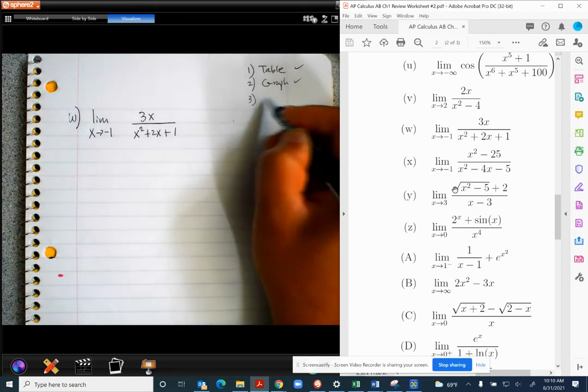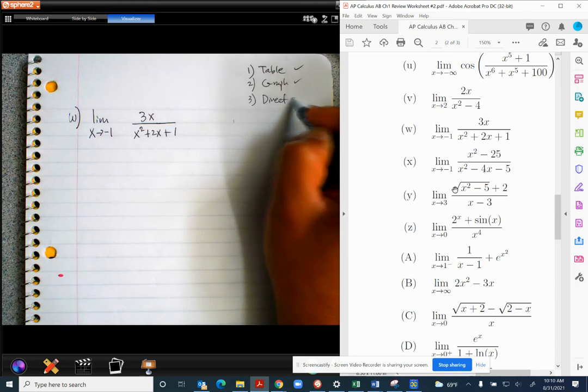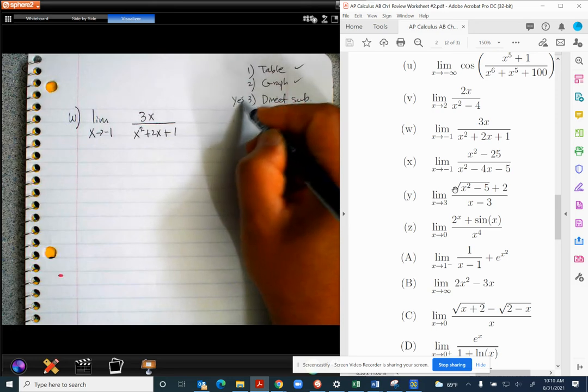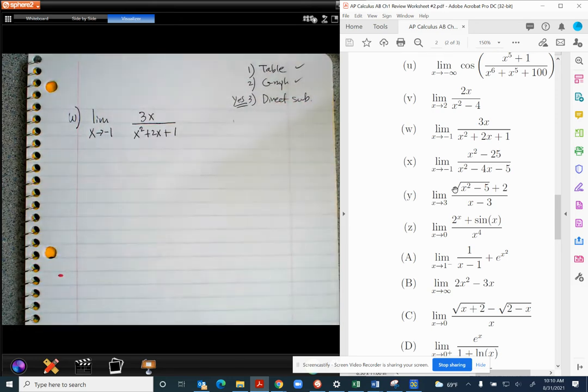Number three, you want to use direct substitution. Do you want to start with direct substitution? Yeah. The answer is yes. You always want to start with direct substitution. Why? Because that's the easiest. Now, does that mean that it's going to work? No, it doesn't mean it will work.